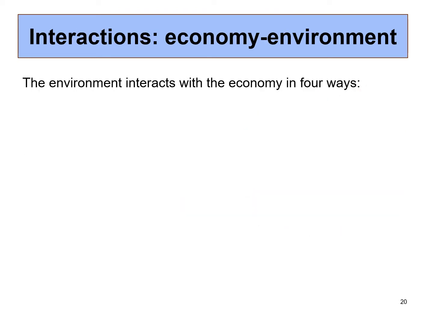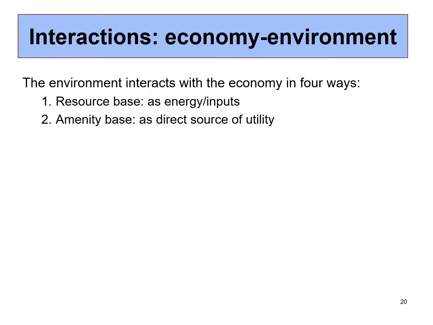The environment interacts with the economy in four ways. First, the environment acts as a resource base. In other words, the environment provides energy as well as inputs in our production. Second, the environment also acts as an amenity base, so we get a direct source of utility from the environment. Definitely you will feel happy. You will get peace of mind by enjoying the nice scenery of a beach or waterfall, isn't it?